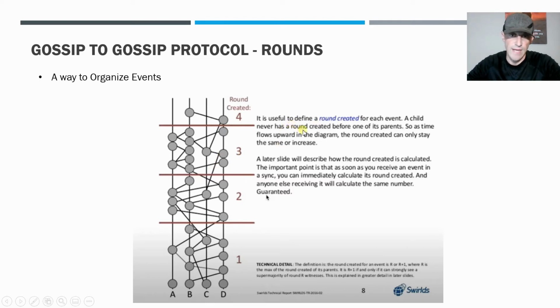A child never has a round created before one of its parents, so as time flows upward in the diagram, the round created can only stay the same or increase.